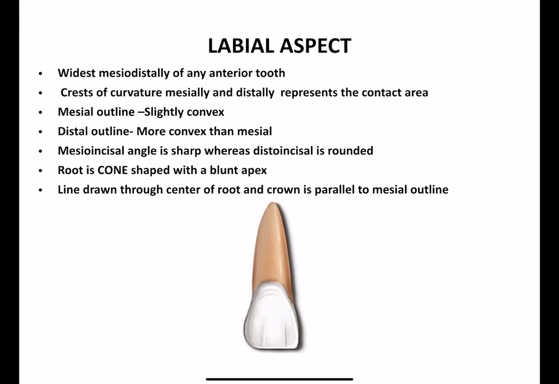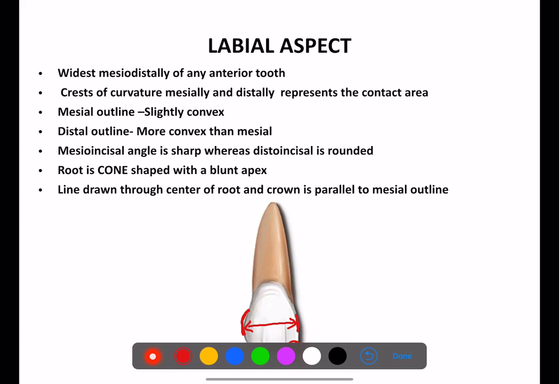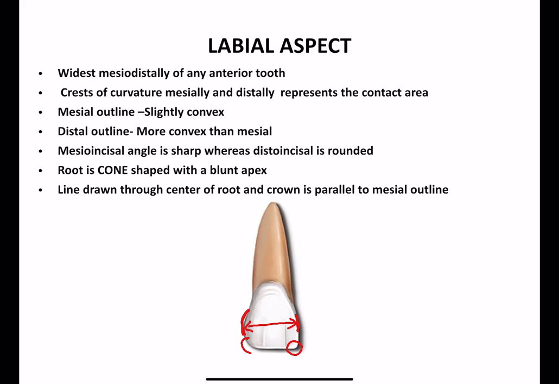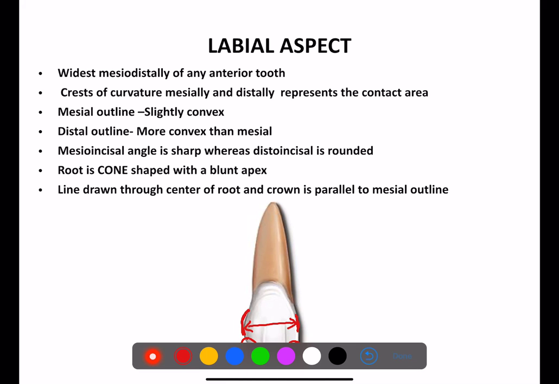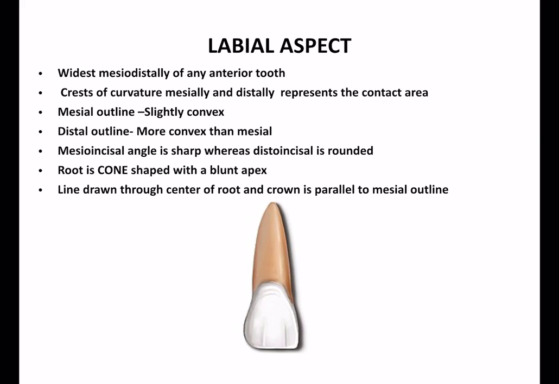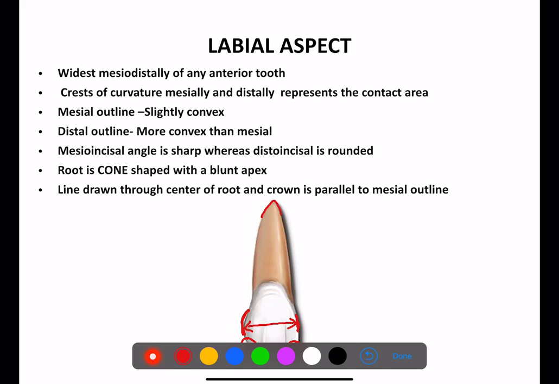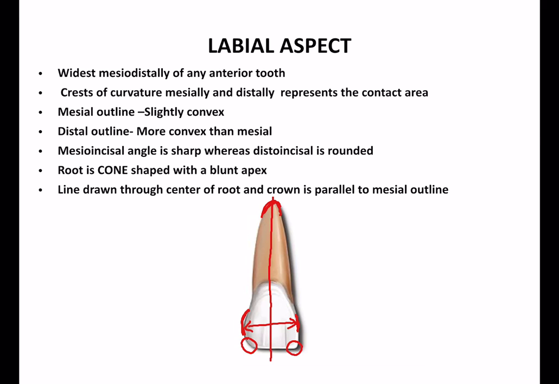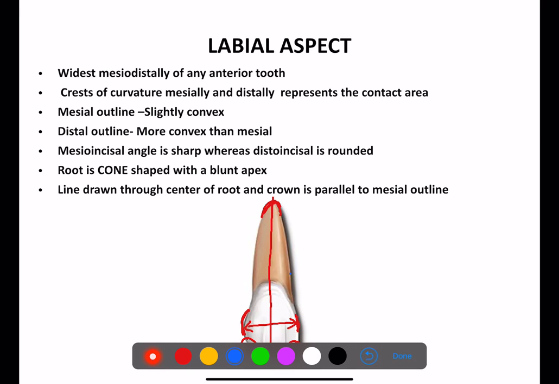The very important point is the mesio-incisal angle. The mesio-incisal angle of maxillary central incisor is sharp, whereas the disto-incisal angle is rounded. Moving on to the root part, the root is cone shaped with a blunt apex. It's not a pointed apex, it has a blunt apex. And when a line is drawn through the center of root and crown, it is almost parallel to the mesial outline.